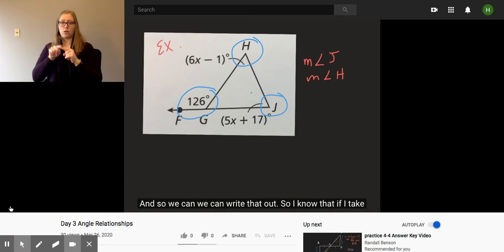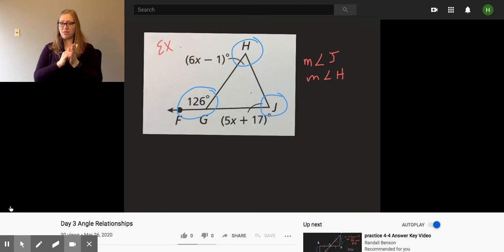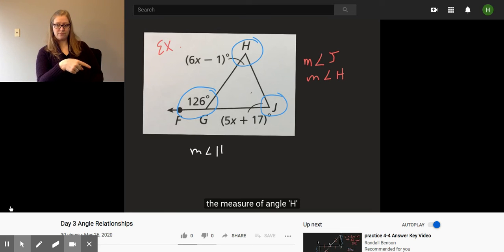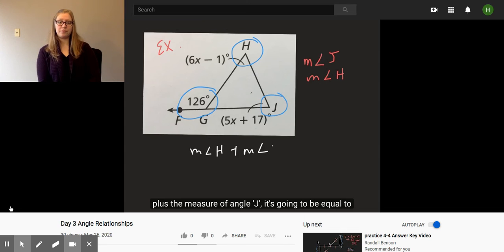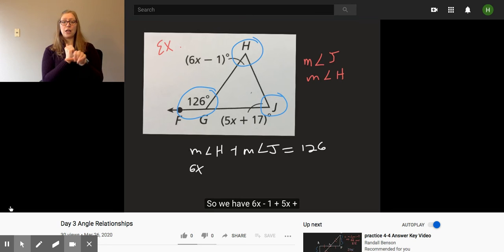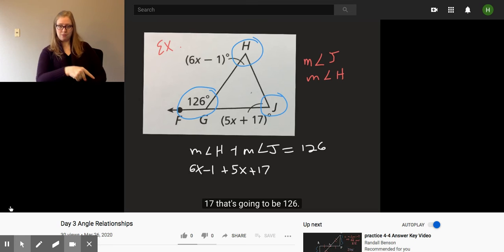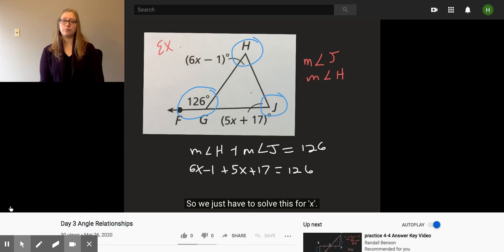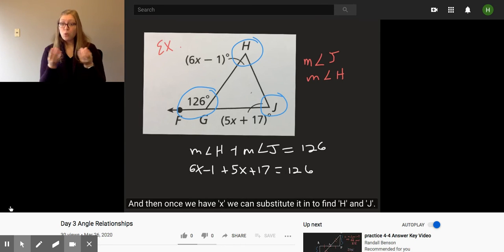And so we can write that out. The measure of angle H plus the measure of angle J is equal to 126. And we know the algebraic expressions for angle H and angle J. So we have 6x minus 1 plus 5x plus 17, and that's going to be 126. We just have to solve this for x, and then once we have x, we can substitute it in to find H and J.